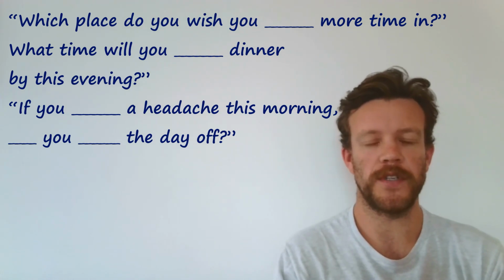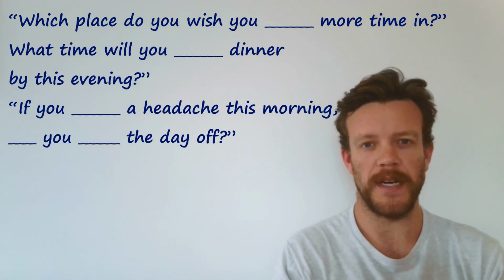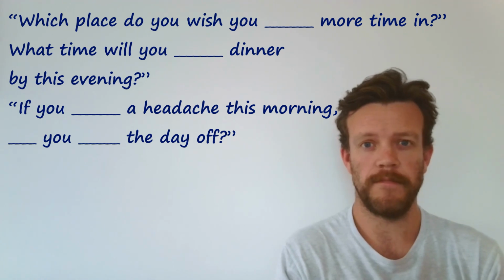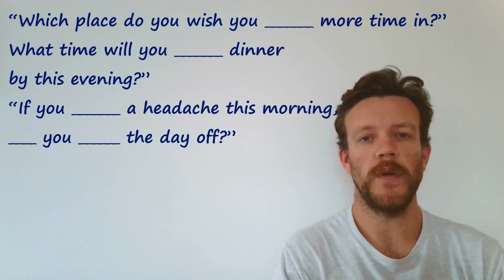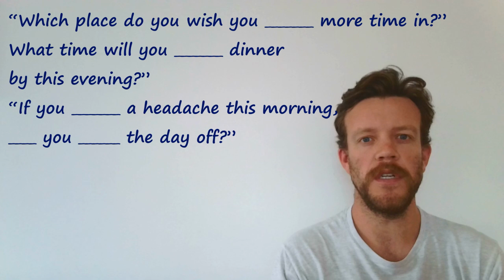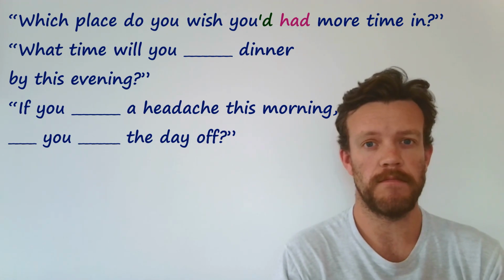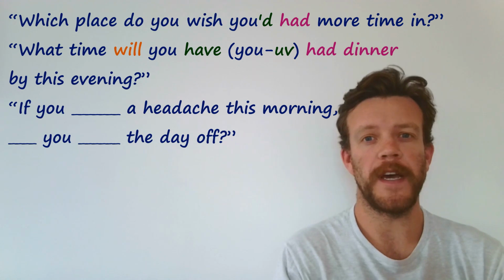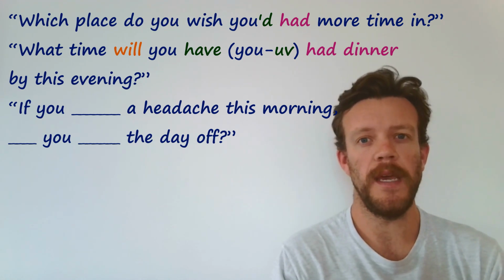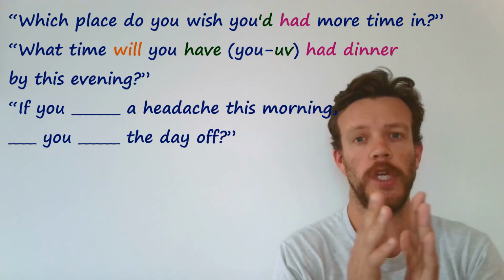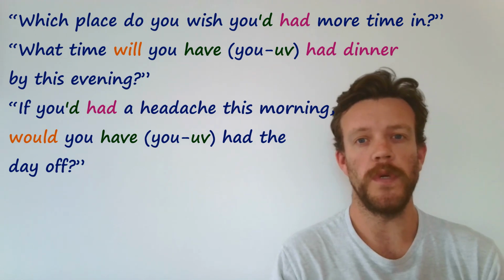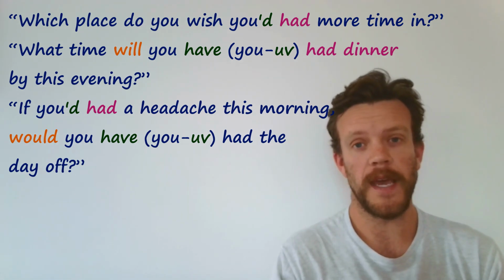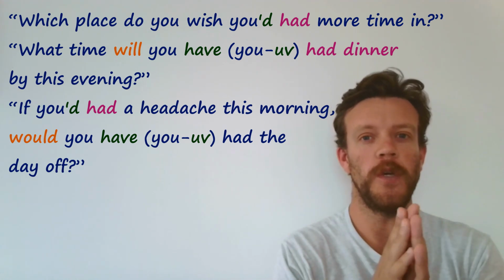Just pause the video and complete these 3 questions with the structures we've seen today and have as a past participle V3. And well done. If you said which place, holiday destination, do you wish you'd had more time in? What time will you have had dinner by this evening? Again, here we're connecting you have, you have. And finally, if you'd had a headache this morning, would you have had the day off? Again, connecting you have, you have.